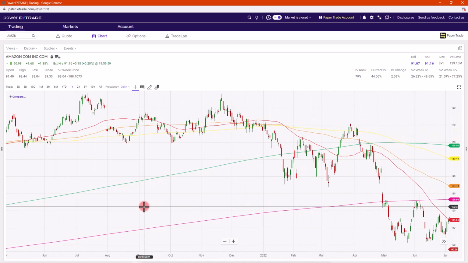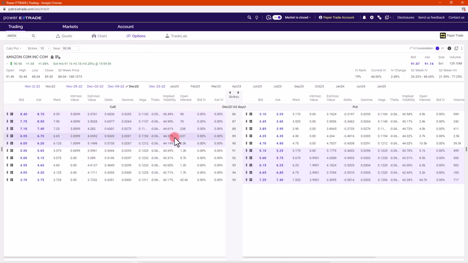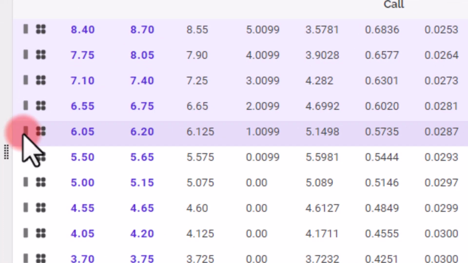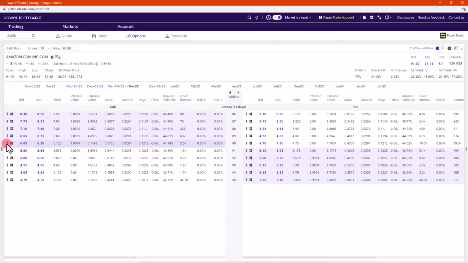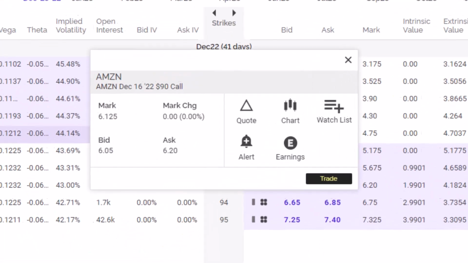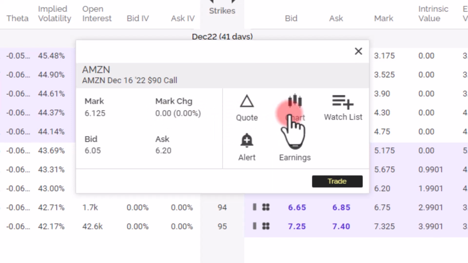But watch what happens when you chart the option prices. So let's go back over to options. And the way that you do that in E-Trade, the stock is trading for just about 91. Let's take a look at the 90 strike. And if we want to see the history of that, you're going to come to this icon all the way at the far left, mouse click, and then over here it says chart. And what that means is that you're going to get a chart for this particular option. It's telling you right here, this is the December 16, 2022 $90 call.